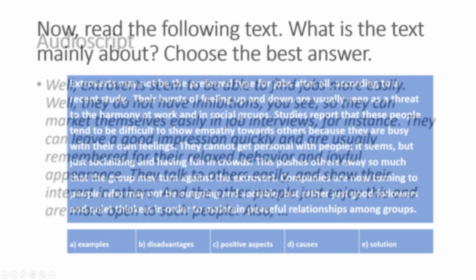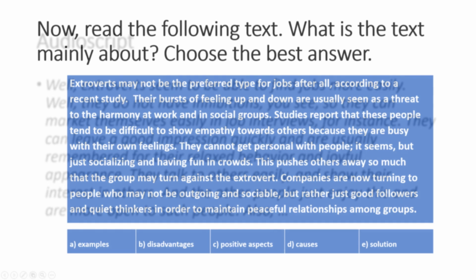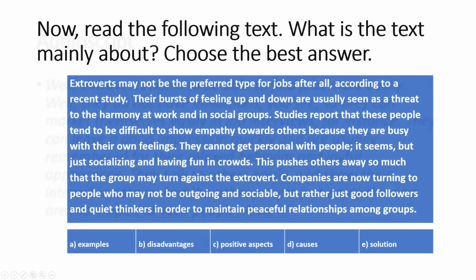What about the reading? Please have a look at the reading text. Now, you will have 45 seconds to read and answer the question. Begin reading now.